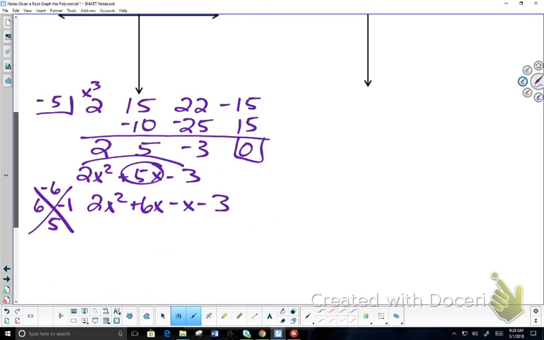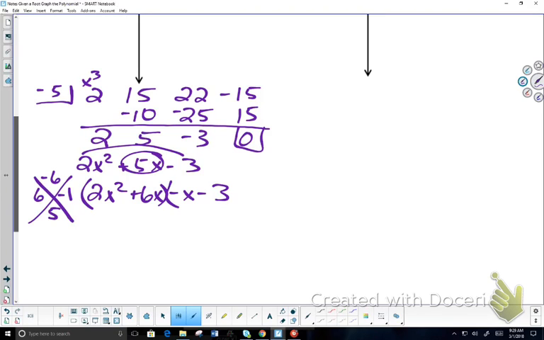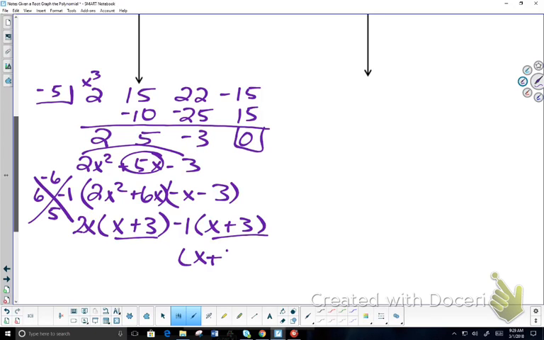At this point, you're going to group your front two and your back two. My first two have 2x in common, leaving me with x plus 3. My back two have a negative 1, leaving me with x plus 3. These two are the same, so that's one of our factors. And these two will be the other factor, which gives me 2x minus 1.